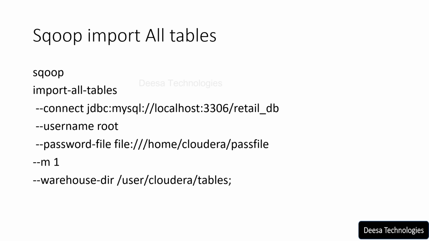Now the second change is at the last where we say warehouse directory. Instead of saying target directory, we are saying warehouse directory. Why is that? When you use a target directory, you are just mentioning one directory, but then you have a lot of tables. So when you say warehouse directory, it will create this directory, here it's tables, and inside this directory it will again create one more directory for each table. So if you have orders, inside tables you will have an orders directory, and inside this directory you will have the files related to orders. Similarly, you will have a customers directory and all the other tables' directories. That's the reason why you use the warehouse directory.